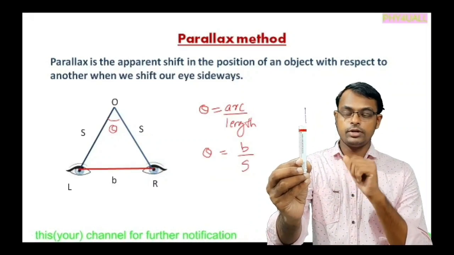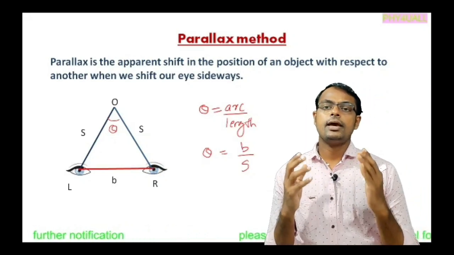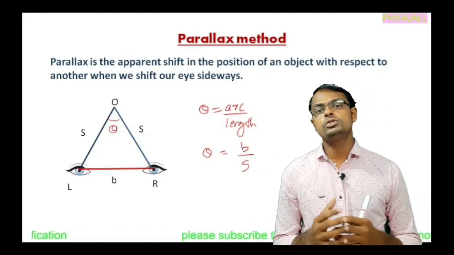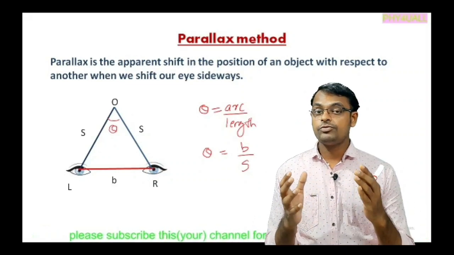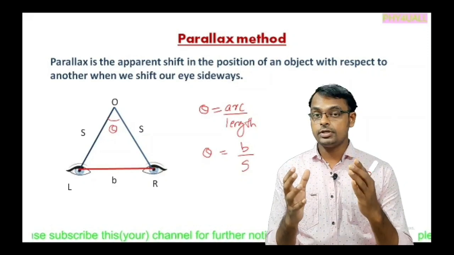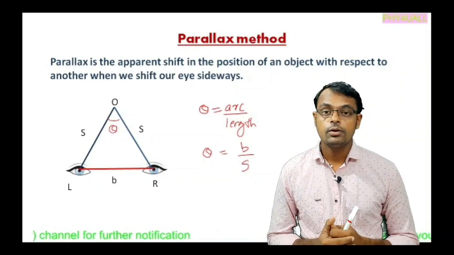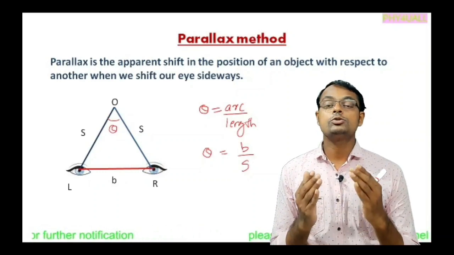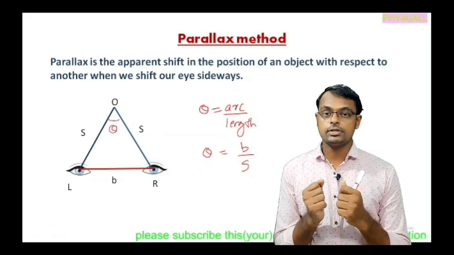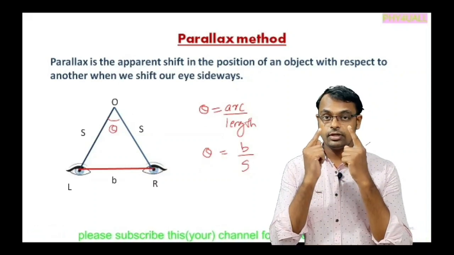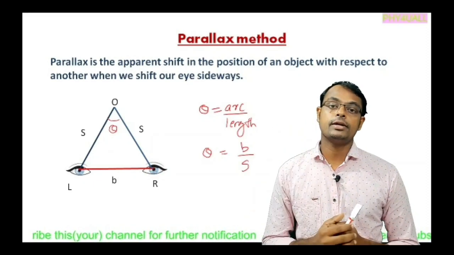If you continue this process, you can see that there is an apparent shift in the position of the object, with respect to some other background. With respect to the background. And this is called the parallax method. So once again, what is the parallax method? Apparent shift in the position of the object with respect to a background.